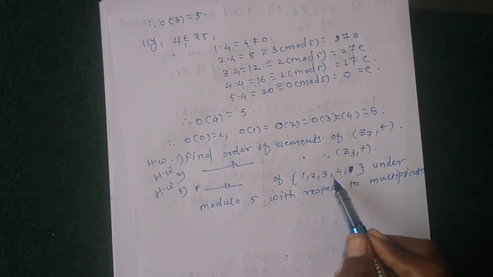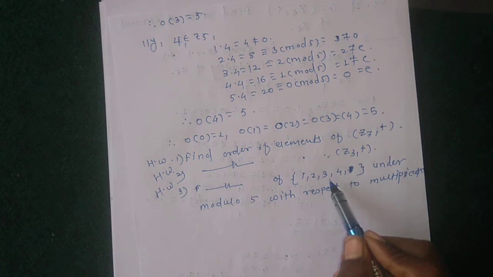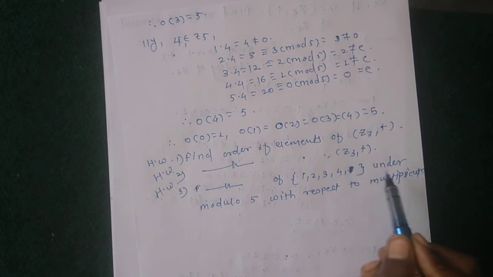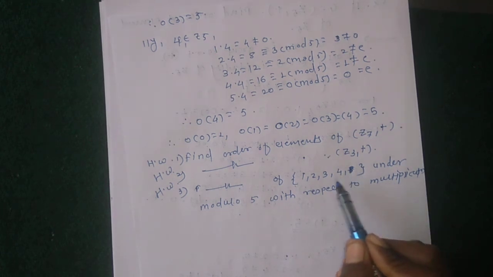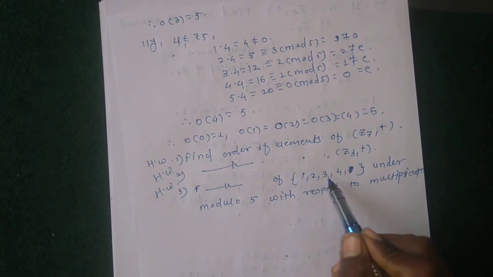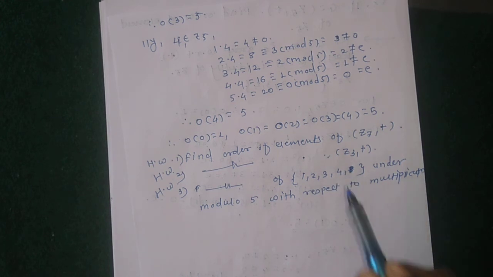Similarly, 3 also has order 4, because 3 raised to 4 equals 81, and 81 is congruent to 1 modulo 5. And 4 has order 2, because 4 square equals 16, and 16 is congruent to 1 modulo 5, because 1 is the identity. Means only 1 has order 1, 2 has order 4, 3 has order 4, and 4 has order 2. Okay, right.